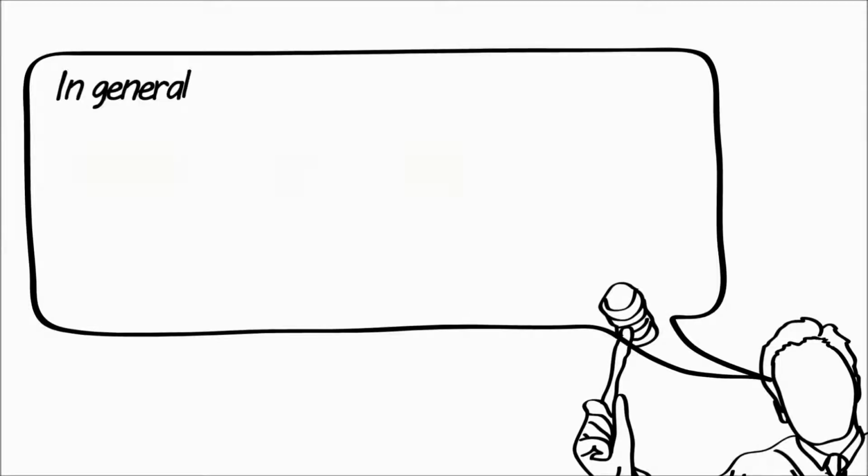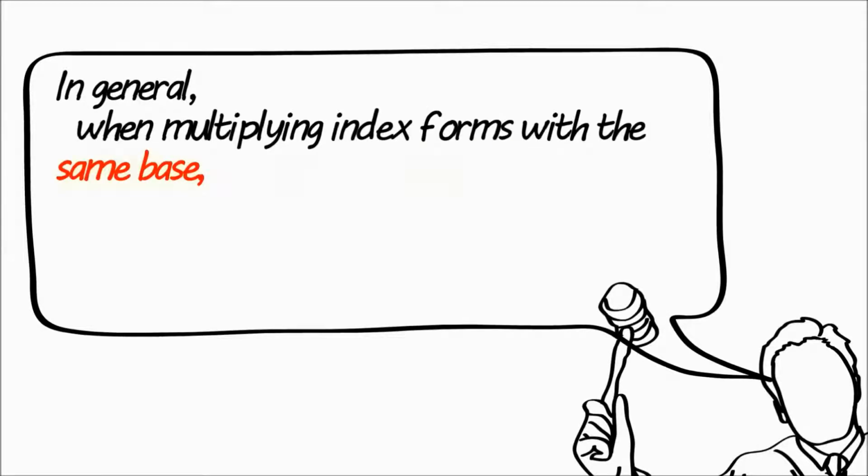In general, when multiplying index forms with the same base, a to the power of m times a to the power of n, we add the indices.